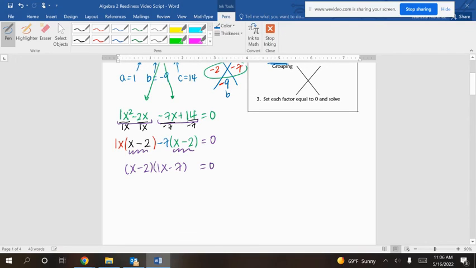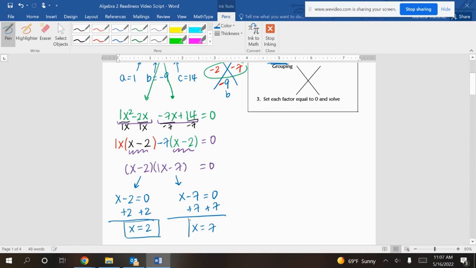You're supposed to get an x value. Because you have two things multiplied together equals 0, you'll set each of these factors equal to 0 and solve them separately. On the left-hand side, I'll add 2 to both sides. I'll get x equals 2. On the right-hand side, I will add 7 to both sides, and I'll get x equals 7. So your answer to this problem is x equals 2 and x equals 7.